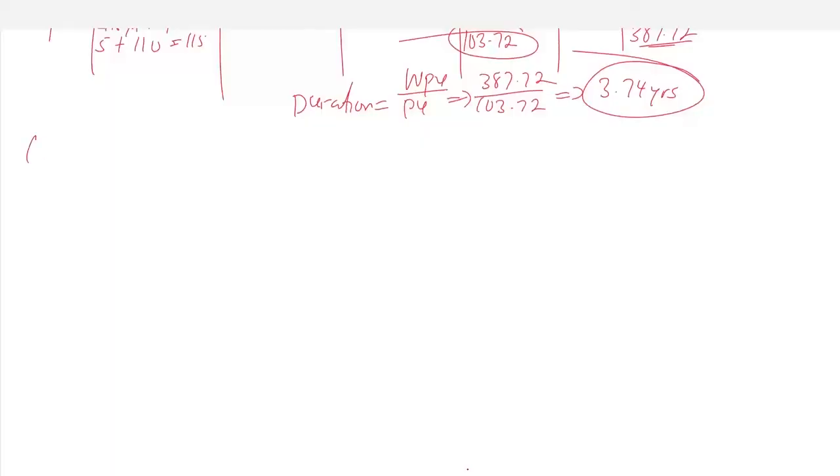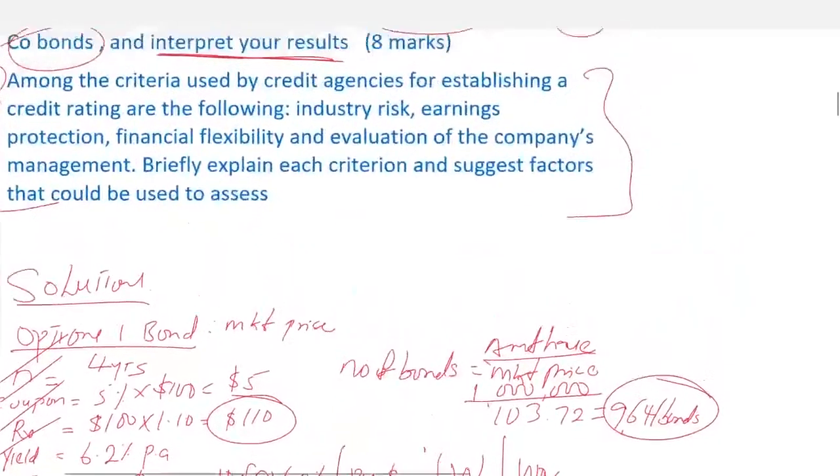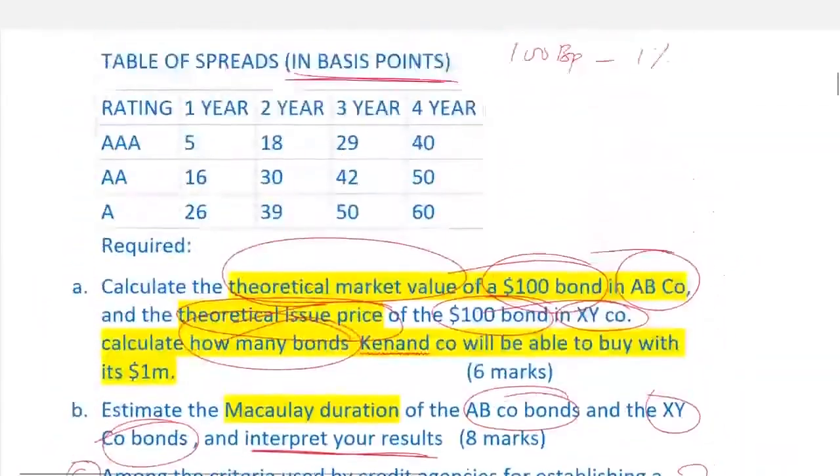Now option 2 bond, we are looking for 4 things again, so I'll write it out again. I'm looking for number of years, coupon, redemption value, and the yield. So I will ask the examiner now, examiner, can I have some more items? So what are we asking the examiner in option 2? So let's go to option 2.